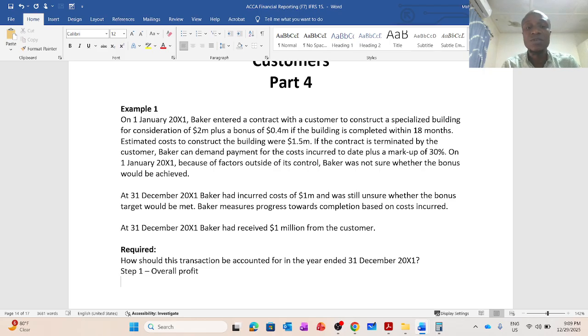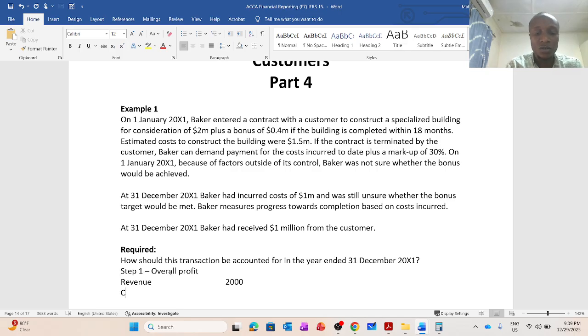And this is the major reason why we are going to determine the overall profit, because it will be used to determine how we are going to recognize revenue and how we are going to treat the particular transaction. So now for the overall profitability, it's simple. We need to determine the consideration, the revenue that we are going to receive, which in this question is $2 million. I'm going to do it in thousands.